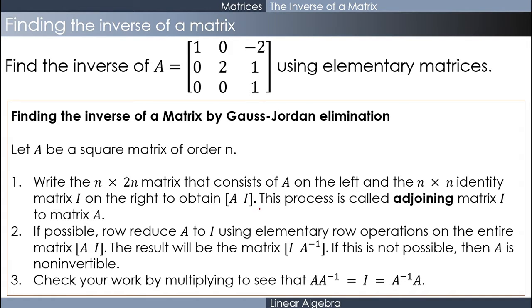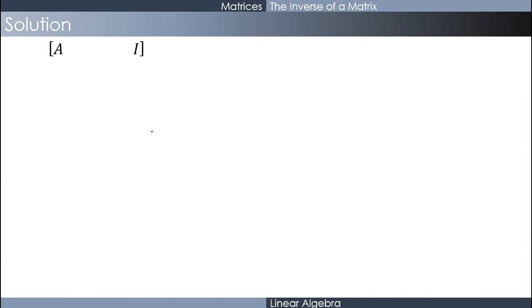Step 2. If possible, row reduce A to I using elementary row operations on the entire matrix [A I], then the result will be the matrix [I A inverse]. If this is not possible, then it means that A is non-invertible. Third, check your work by multiplying A times A inverse or A inverse times A, which should equal the identity matrix. Alright, let's use the steps to solve the problem.